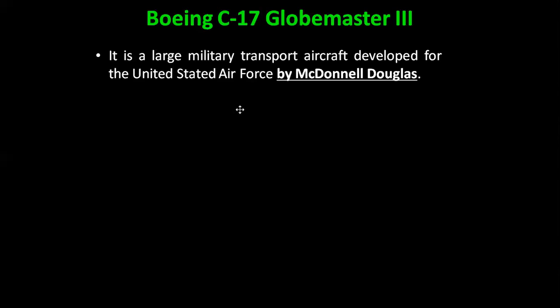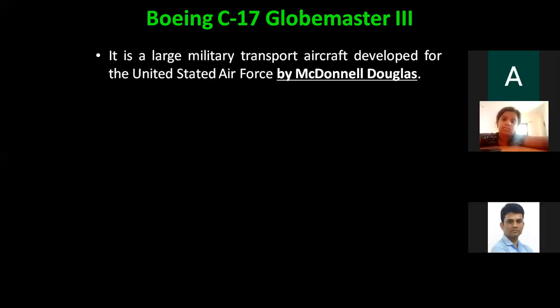So by seeing its name as Boeing, you may understand what category this particular aircraft is, right? So it is a transport kind of aircraft. It is a large military transport aircraft developed by the United States Air Force, right? By McDonnell Douglas, right? So McDonnell Douglas Aviation is the developing agency in the United States of America, for the purpose of military transport, right?